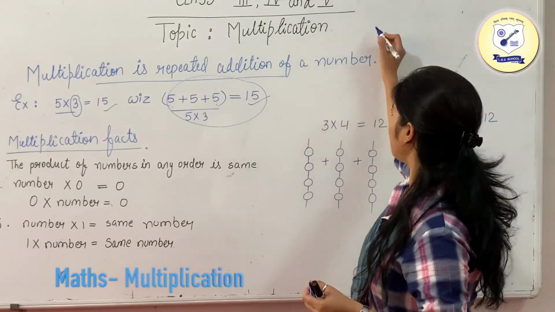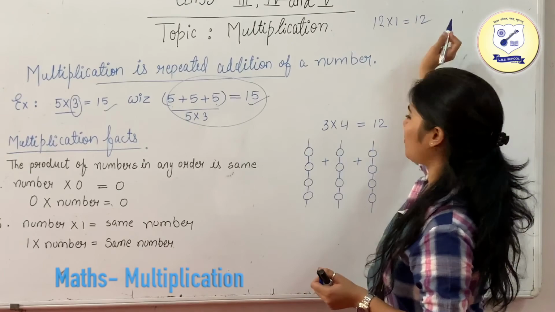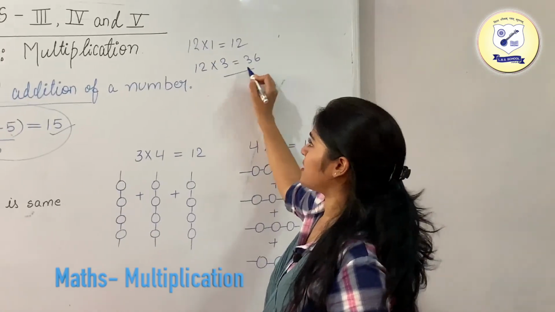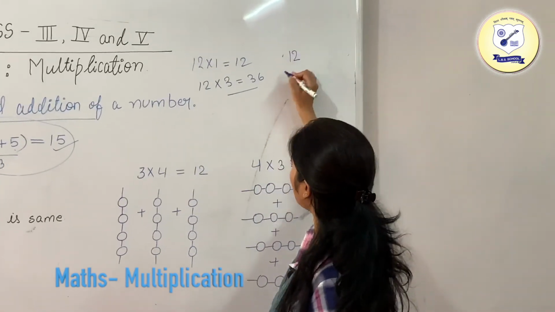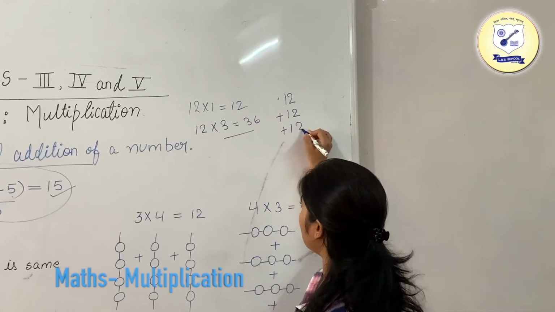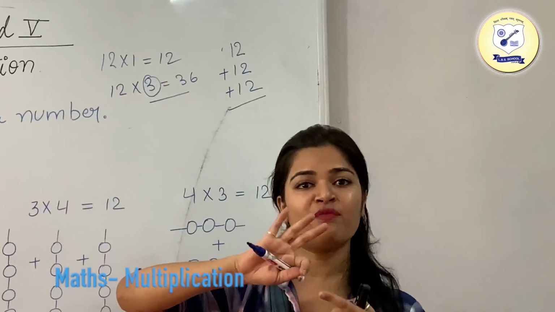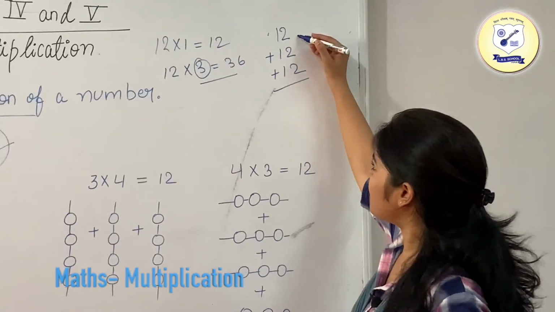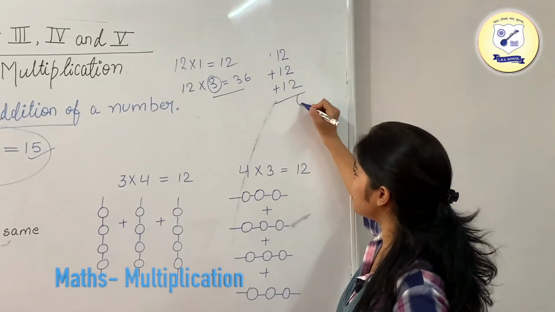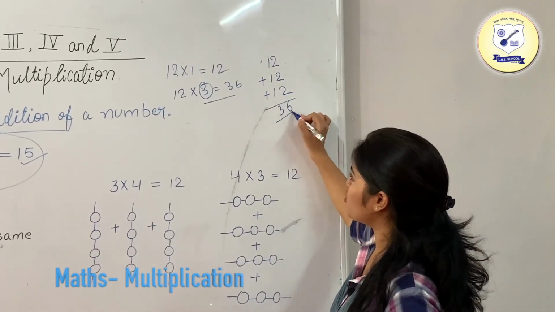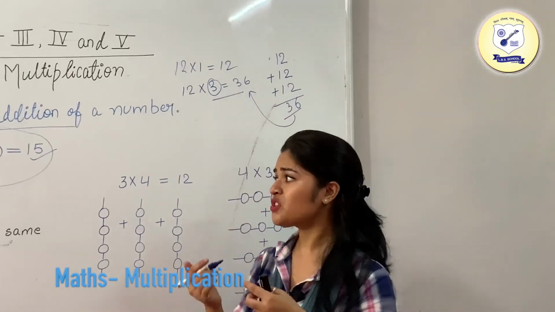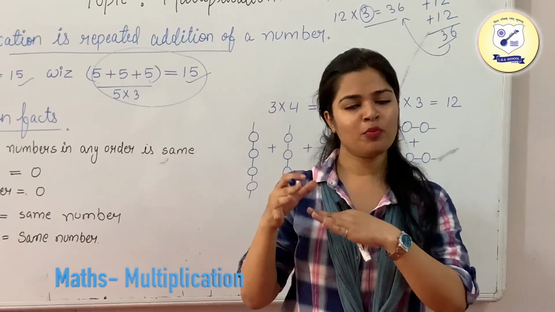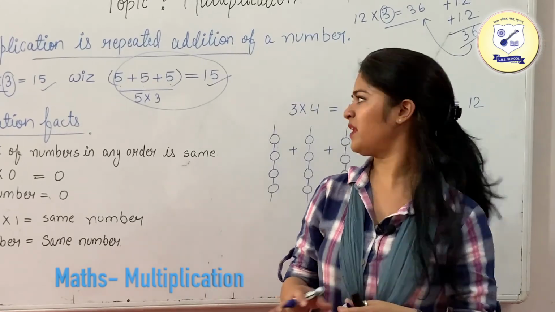Like, I know that 12 multiplied by 1 is 12. If you are multiplying 12 by 3, it would be 36. It can also be written as 12 plus 12 plus 12. Since we are multiplying 12 by 3, we add the same number 3 times. So 2 plus 2 plus 2 is 6, 1 plus 1 plus 1 is 3, so your answer is 36. So if you add the number the given number of times, it gives the same result as multiplication.